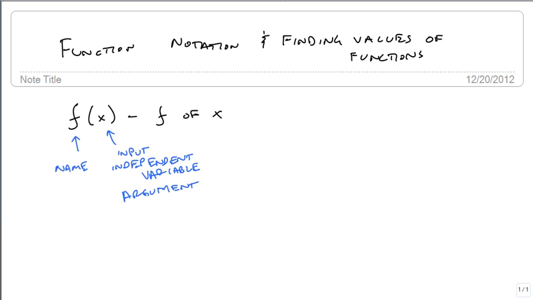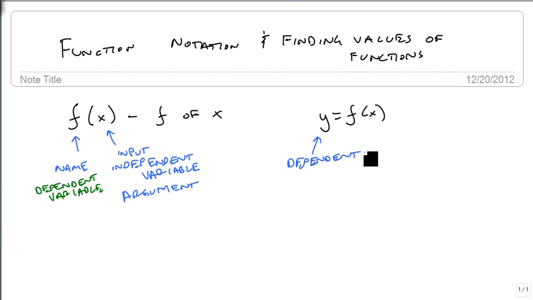Now, quite often the name doubles as the dependent variable, but in a few cases we'll actually specify and say that y equals f of x, in which case y would be the dependent variable. So whenever we're going to graph a function, we assume that the function is representing y as our dependent variable. And we call y the dependent variable because its value depends on what the function does to the input. X is the input, the independent variable, because you get to pick x. You get to plug whatever you need to in.